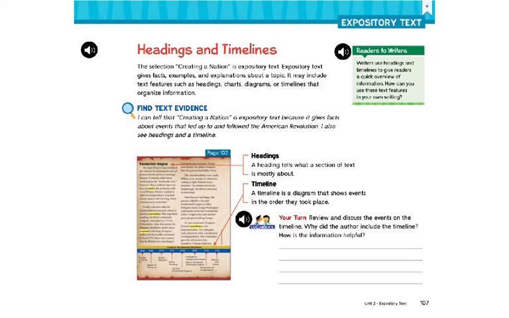I can also see headings and a timeline at the bottom. The heading, as pointed out here, would be Revolution Begins. And that tells you what the section of the text is mostly about. A timeline is showing events in the order in which they take place. Since there is a lot of detailing of events that lead to what happened during the American Revolution, the timeline really helps us sequence those events.